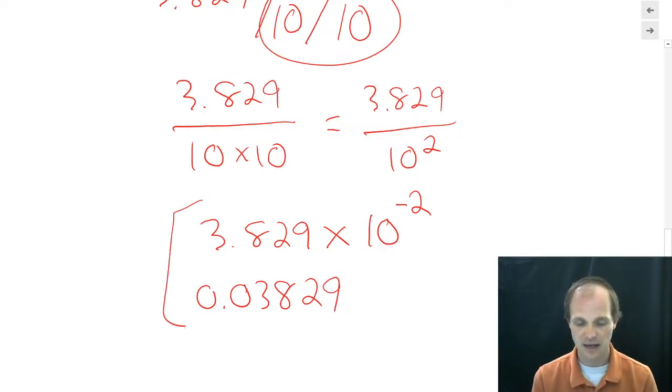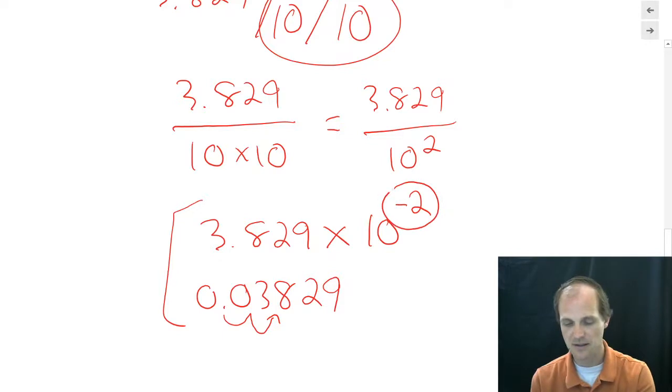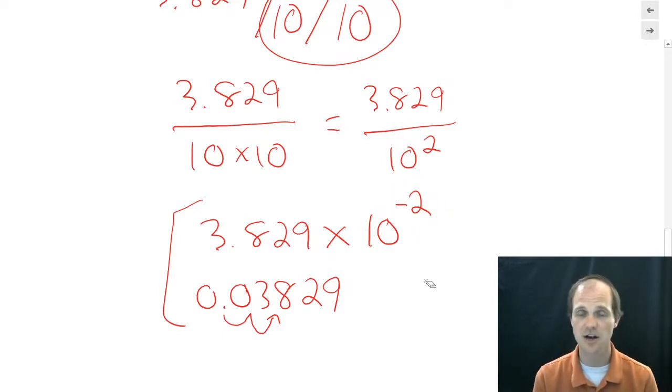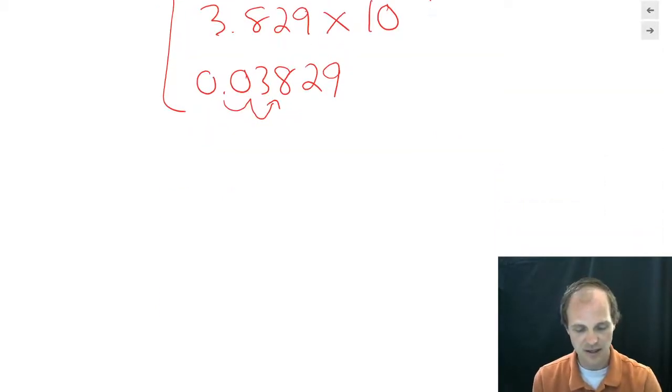So we ended up moving the decimal point over 2 times, and then we had an exponent of minus 2. So it's actually very similar to what we did in the large number case, except we're moving it in the opposite direction. So let's look at another couple examples.